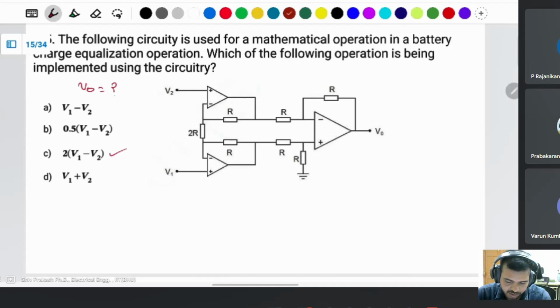Let's solve this one. V1, V2 is given. Suppose this will be V01, this will be V02, the output voltage. This is a negative feedback. Then what happens? This voltage is the same as this voltage because of virtual short. Same thing here, negative feedback, and this voltage is the same thing.